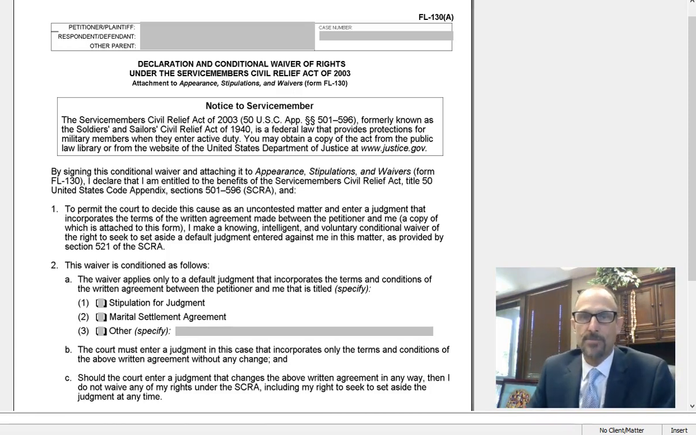There's a notice to the service member. You can read that on your own. It's just background information, which I've already given you.